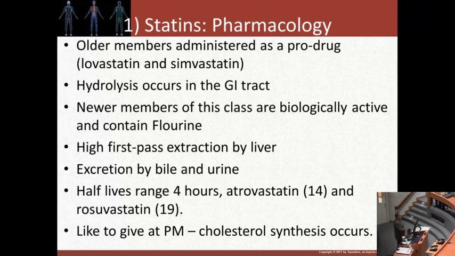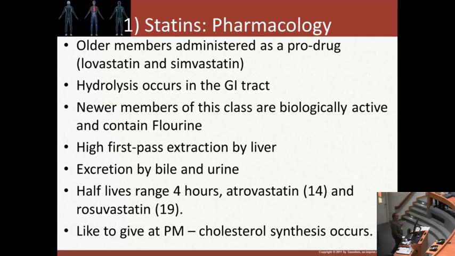Pharmacodynamically, older members of this drug class are administered as a prodrug. Those two, well, there's actually 3, but the 2 that are listed here, lovastatin and simvastatin, are prodrugs. So remind me, what is a prodrug? Exactly. It's not biologically active, and needs hepatic metabolism to become modified, to become biologically active. Okay, perfect.